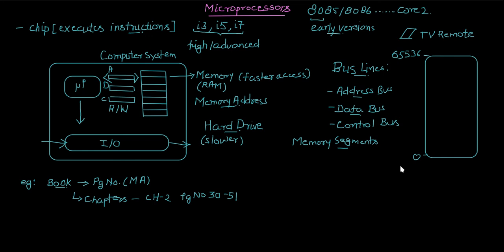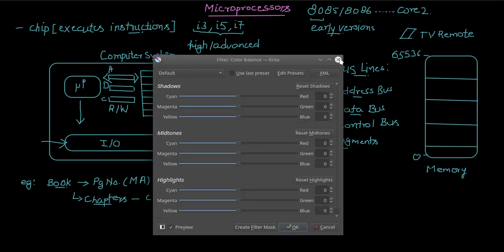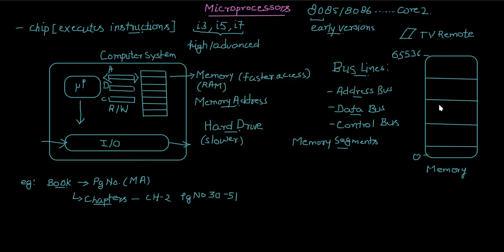Let's now apply this concept in the memory. Similarly, memory is also divided into segments. In the example of the book we say chapters, but these are actually the segments. I'm going to draw some segments here. Actually, there are 4 basic segments: the first one is the code segment, the second one is the stack, then data, and the extra segment. Just like your book is divided into chapters, the memory is divided into segments.